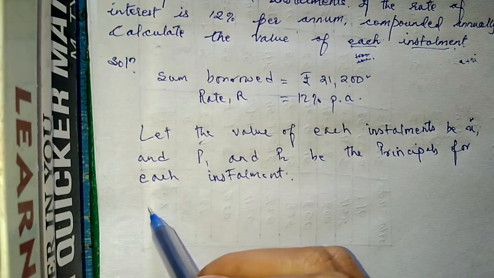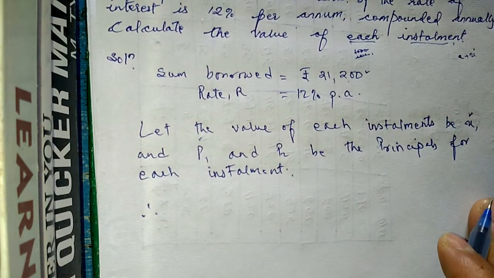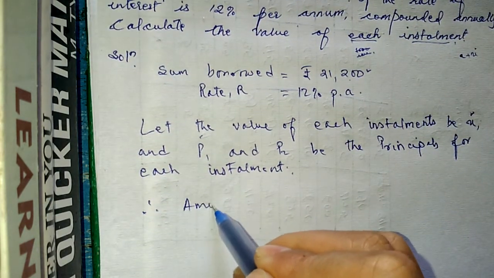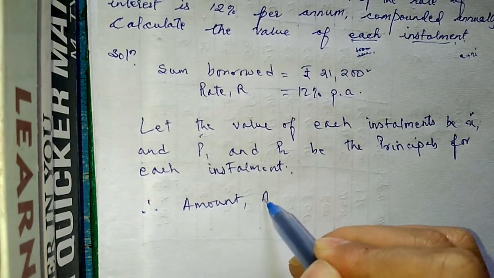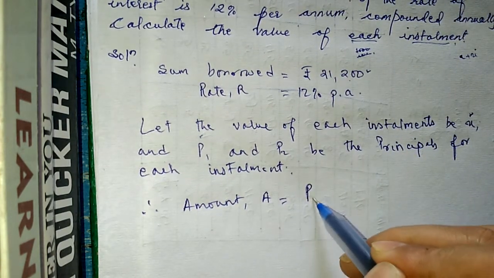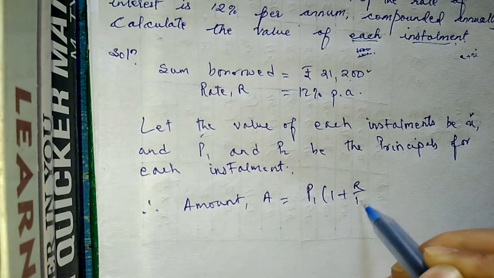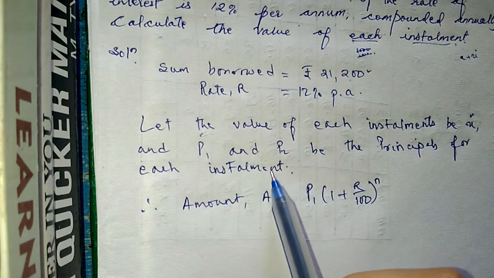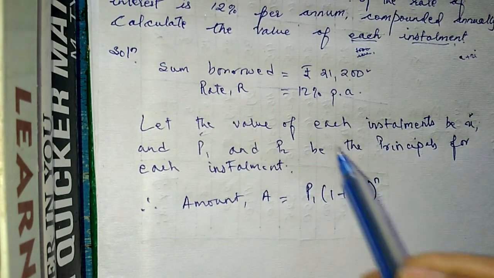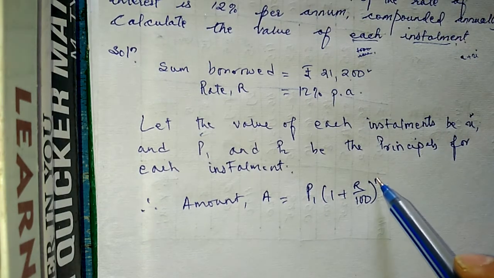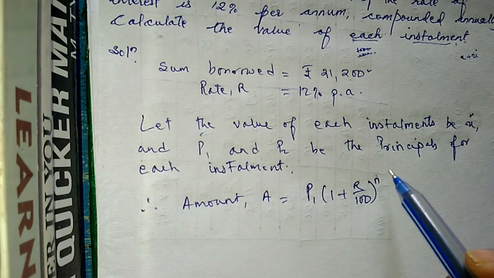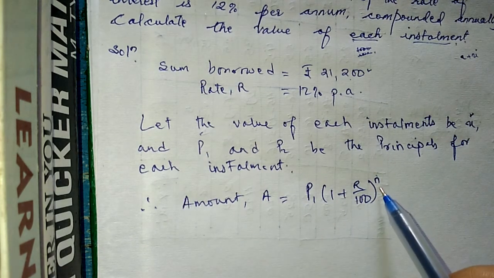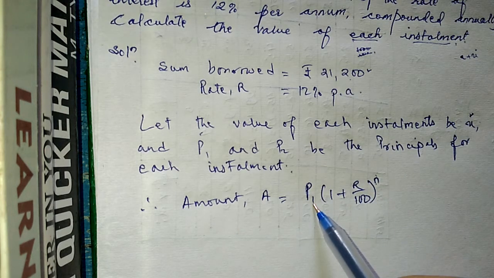the formula for amount is A equal to P(1 plus R by 100) to the power N. In the case of the first installment, this N will be 1 since it is the first. In the second installment, the N value will be 2. So for the first installment we use P1 and N equal to 1, and for the second we use P2 and N equal to 2.